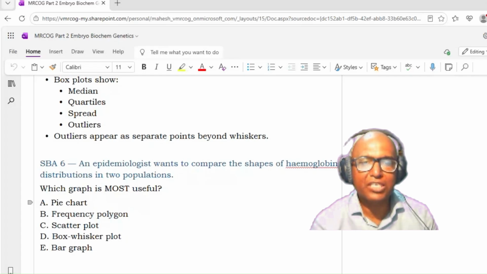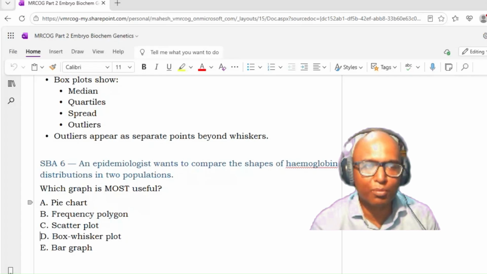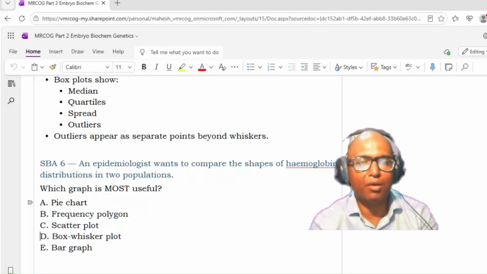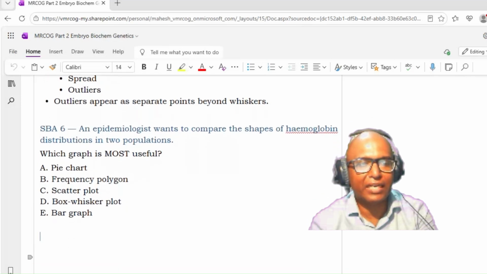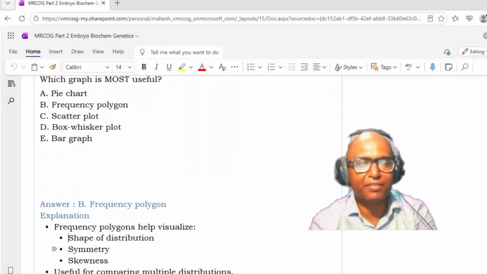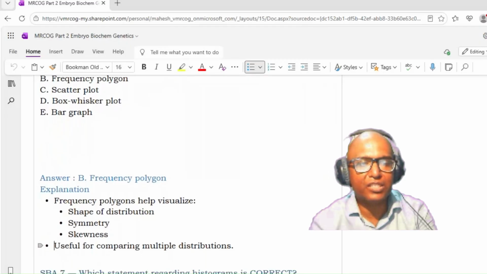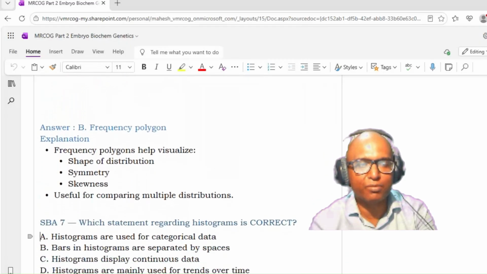The epidemiologist wants to compare the shapes of hemoglobin distribution in two populations. You have two populations, and we want to know about the hemoglobin. So what type of graph here? It is a frequency polygon. Frequency polygon helps to visualize the shape of distribution, symmetry, skewness, and it is useful for comparing multiple distributions.